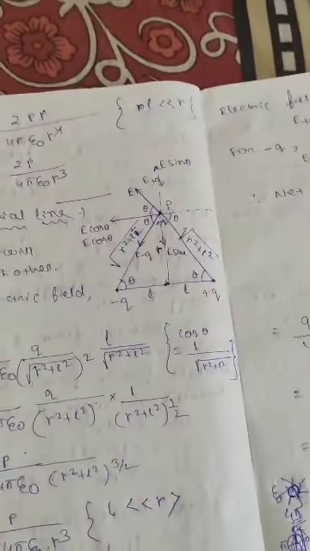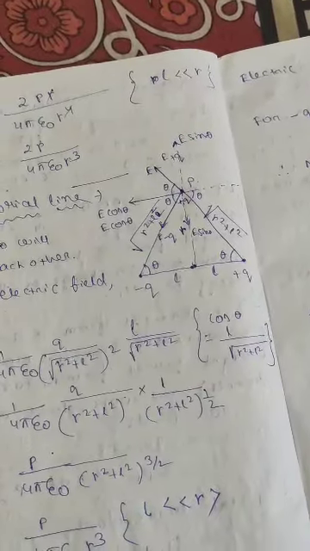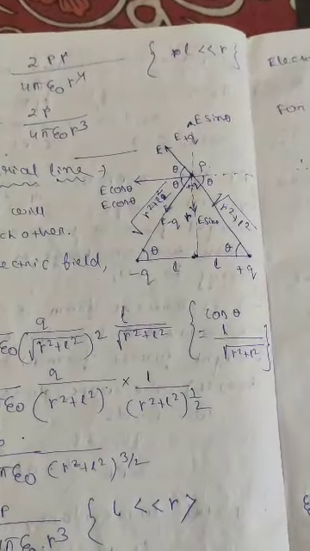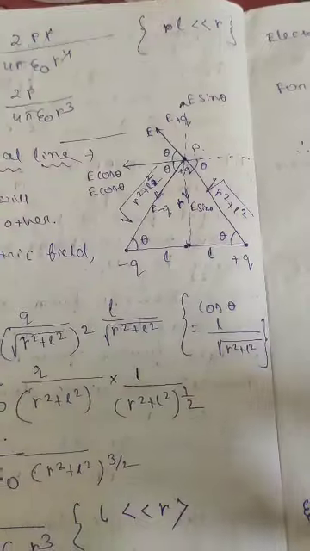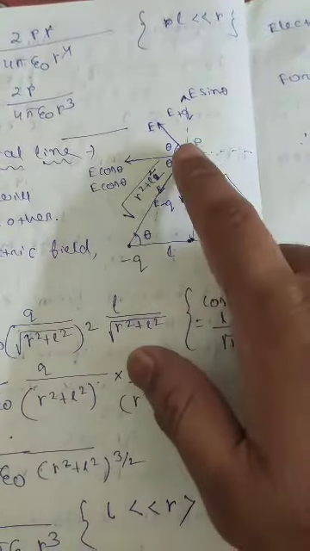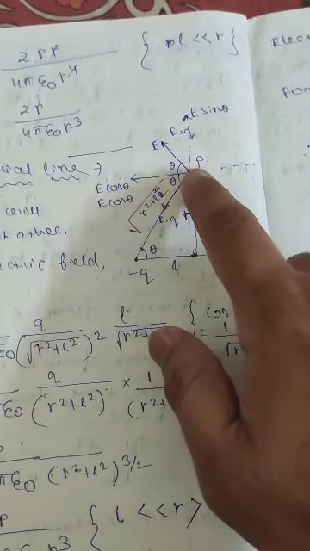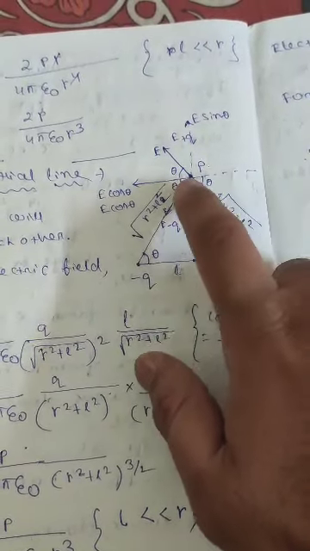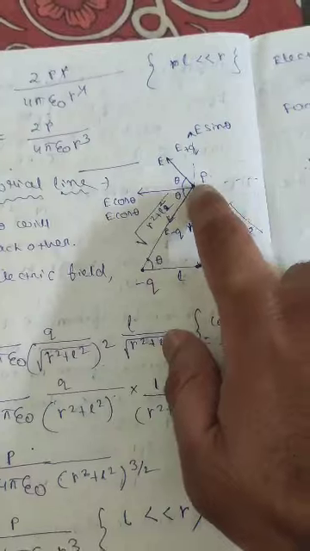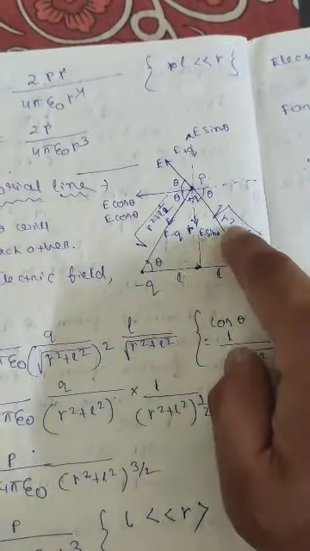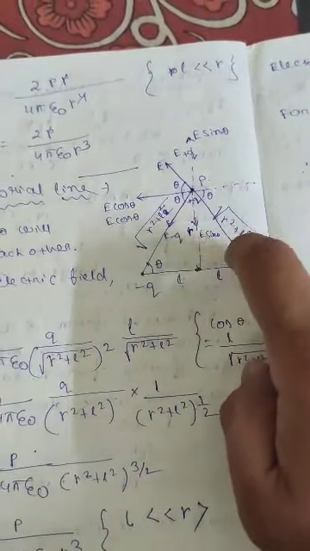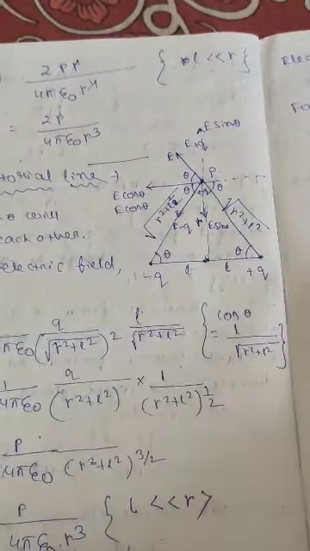Students, you can take this distance or you can take this distance. If you get the resultant in this direction, I have taken this side, but you can also take the other side. So what will you take? This distance, root over R square plus L square.